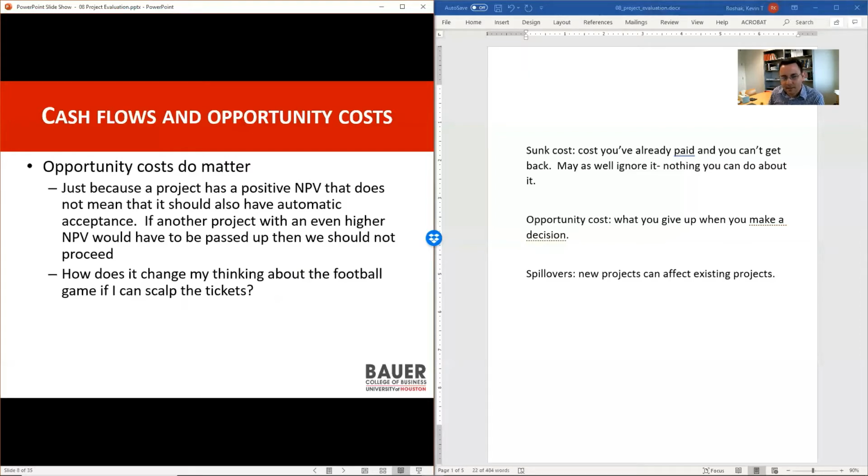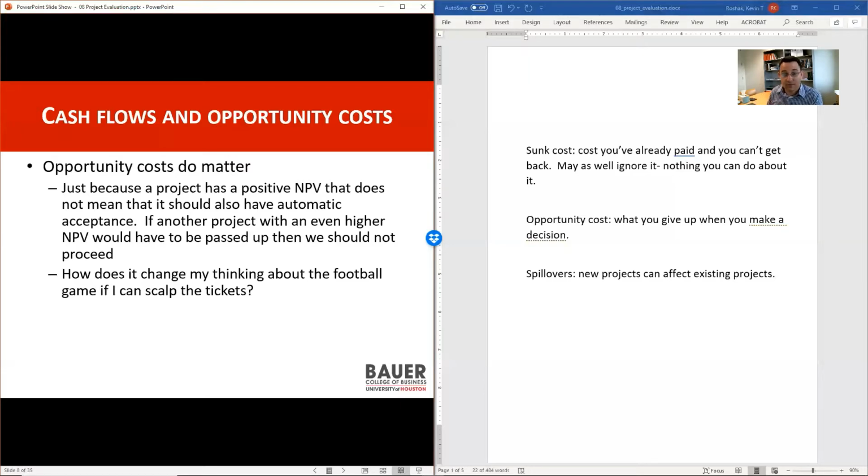How does this possibility affect your decision? Well, if you go to the game, then you can't scalp it. You can't scalp a ticket, right? These are mutually exclusive. If I scalp a ticket, I can't go to the game. If I go to the game, I can't scalp the ticket, right? So what's the decision? Should I go to the game or not?